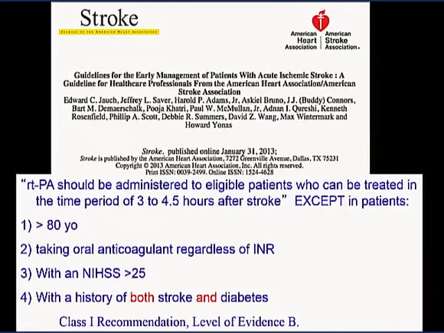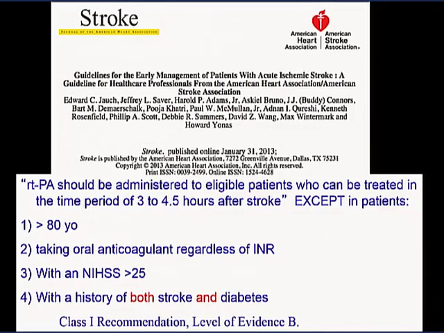So what about the 4.5-hour window? Now that's not in the package insert because they didn't cover that, but these are the guidelines, is that you should be thinking about all patients with acute ischemic stroke for a 4.5-hour window, except they showed that patients that were older, patients that were taking an oral anticoagulant regardless of whether their INR was correct or was out or not, and with an NIH stroke score which was very severe, 0 being normal, and then also a history of both stroke and diabetes. Those patients you probably should think twice about giving TPA at that 4.5-hour window.